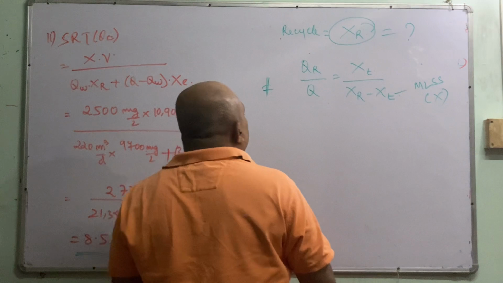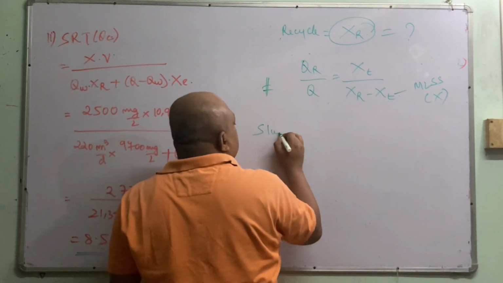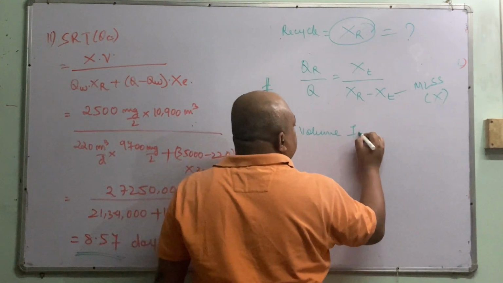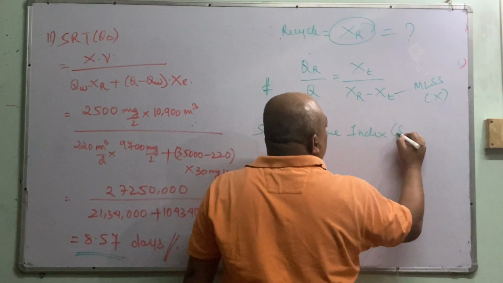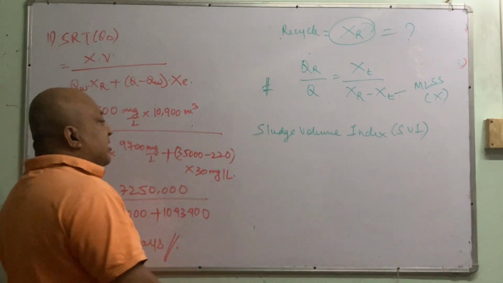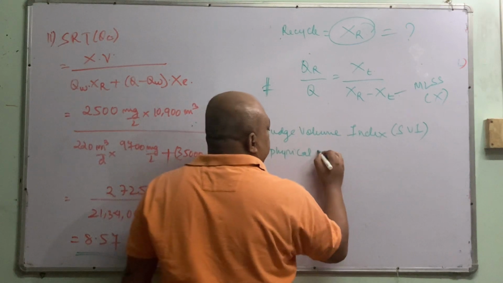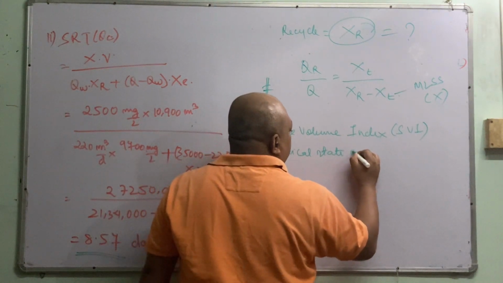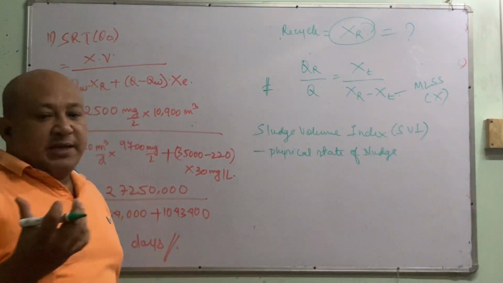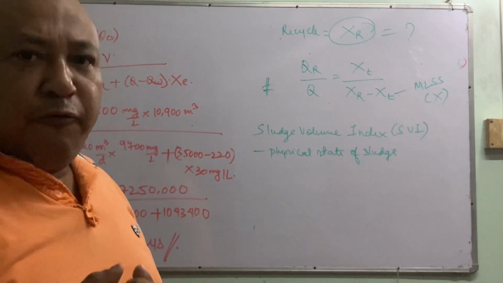Now, there is a particular thing called sludge volume index. We also call it SVI. The sludge volume index is going to explain the physical state of the sludge, meaning how much the sludge contains. If the sludge is very, very dilute, it may be a problem. If it is too condensed, it may not flow.